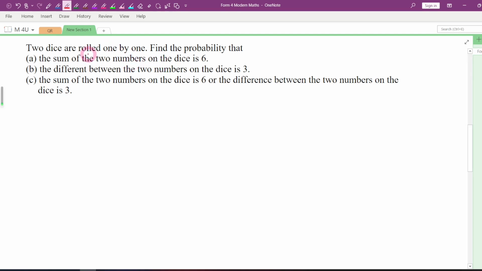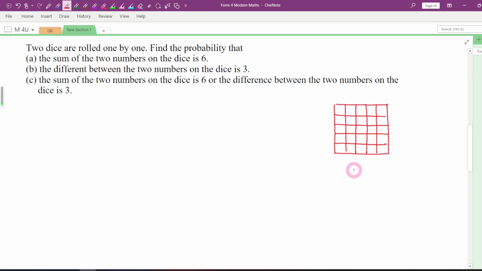One dice, there are 6 possible outcomes, right? 1, 2, 3, 4, 5, 6. So I'm going to draw 6 vertical lines, 1, 2, 3, 4, 5, 6, to represent the 6 possible outcomes for the first dice. For the second dice, there are 6 possible outcomes as well. So this time I'm going to draw another 6 lines, but this time going horizontally. 1, 2, 3, 4, 5, and 6.